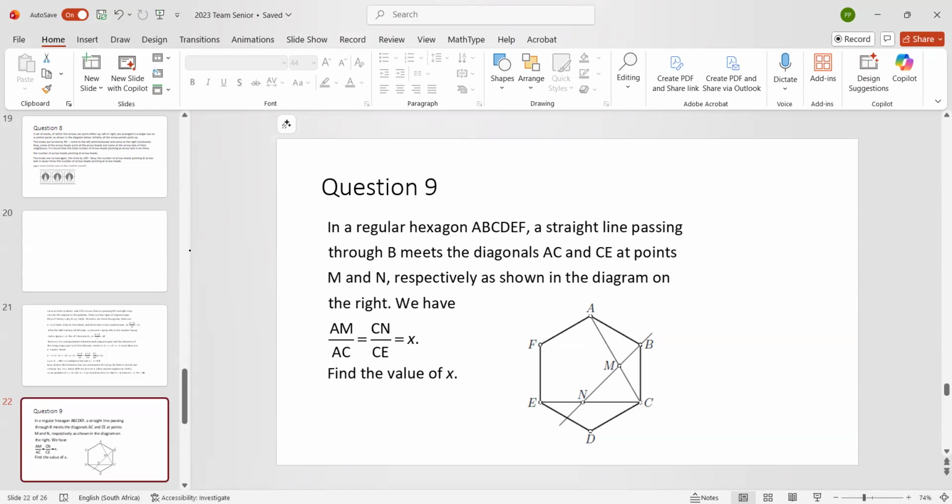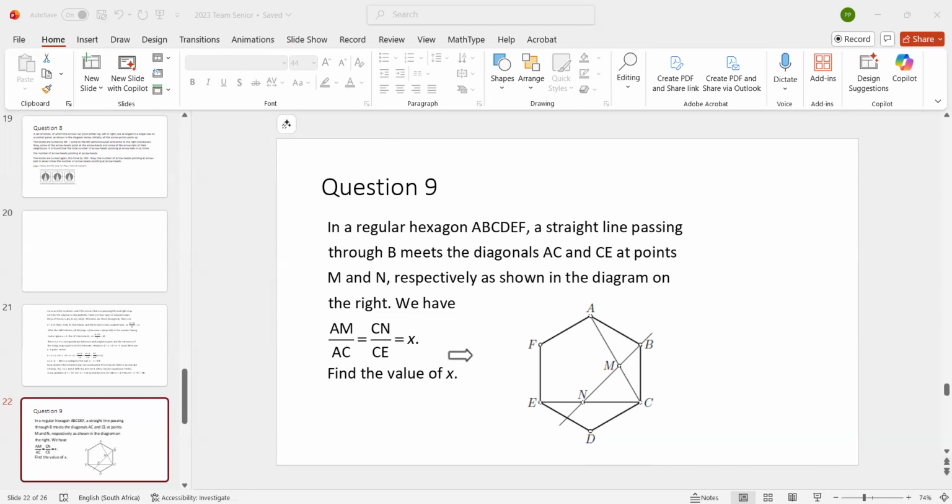They appear in nature. There's a straight line passing through B, as you can see. There's B here. And this straight line which goes through B, it cuts AC and it cuts EC at M and N. And they say that ratio AM over AC, or the whole thing, is X. And CN over CE is also equal to X. Right? And the question is find the value of X.